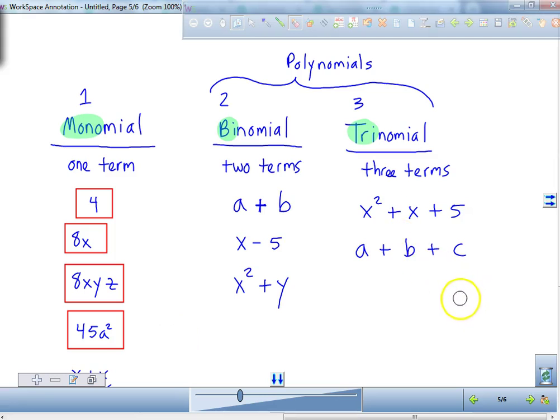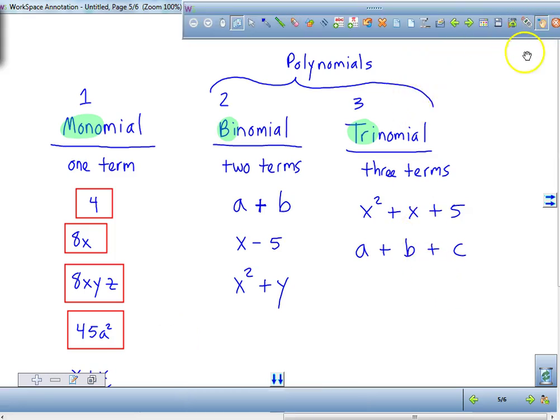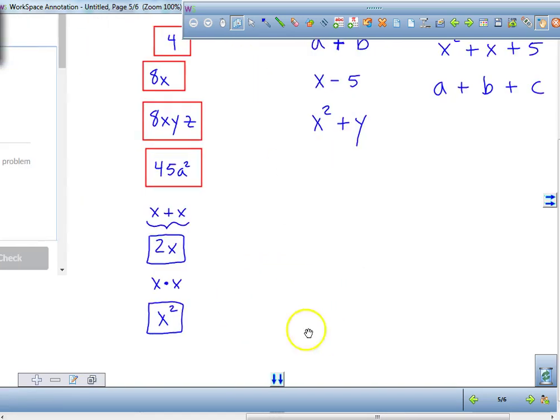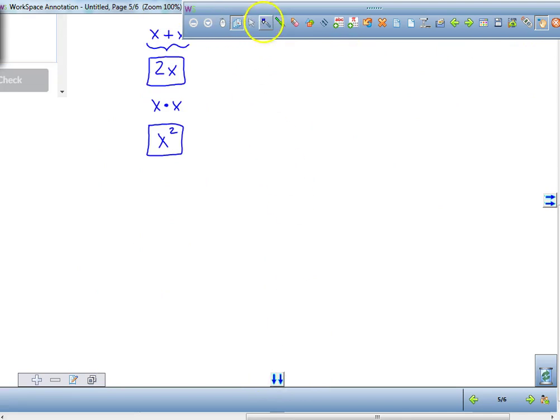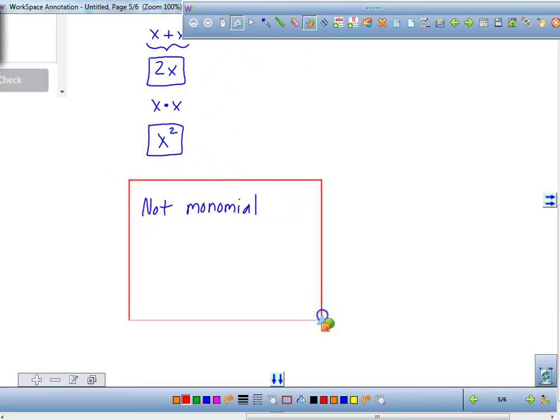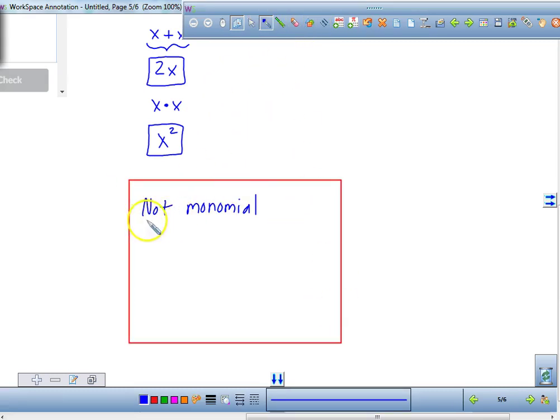Okay? But today, now, let me give you some examples of things that are not monomials. By the way, these are all examples of things that are not monomials. So here's what I want you to do in your journal. Not a monomial. So I'm going to make a little box here. We're just going to put things in here that are not monomials.